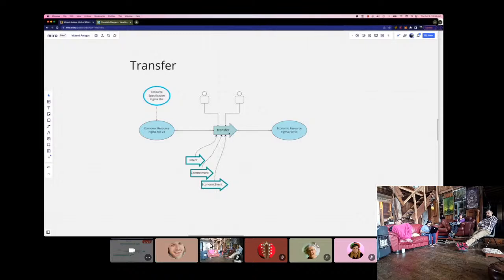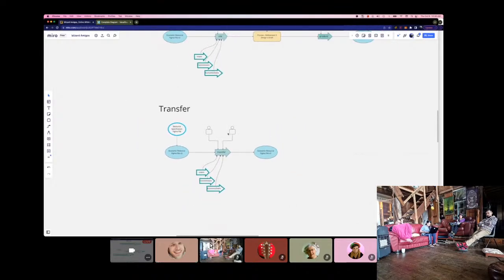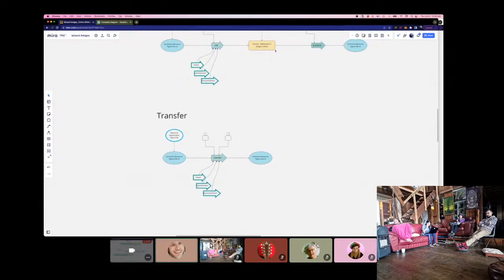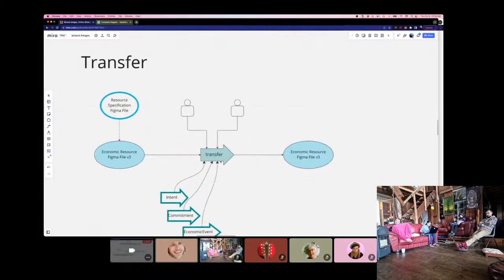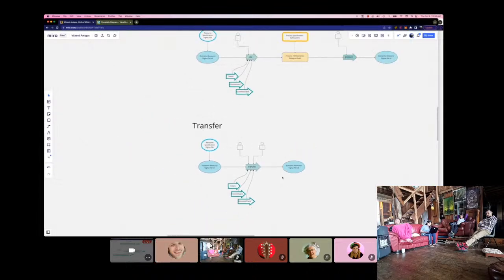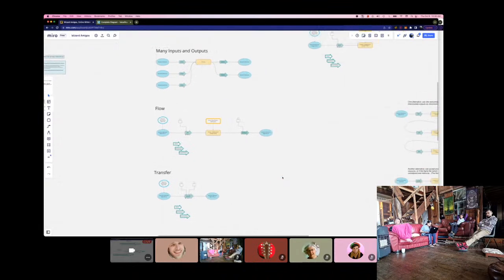So anyways, that was a bit of a tangent, but the point I want to get at is there's not really a process here. There's no input action and output action. It's just one event or commitment or intent that goes between two different agents, and it's the resource that flows through there. Okay.